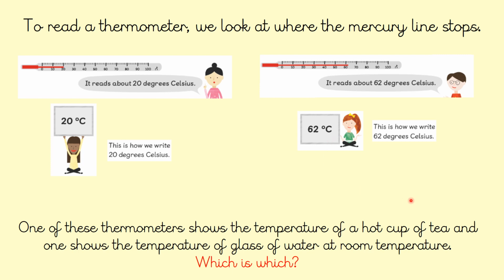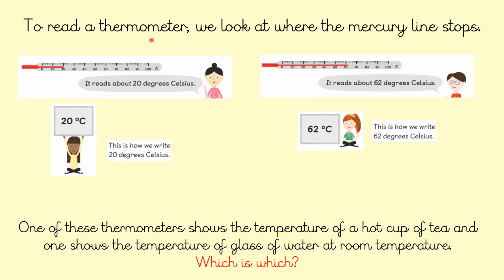Now, this is a question to really check who's been listening. On the last slide, I told you some important temperatures in degrees Celsius. Now, with these two thermometers at 20 degrees Celsius and 62 degrees Celsius, I've got a challenge. One of these thermometers shows the temperature of a hot cup of tea, and one shows the temperature of a glass of water at room temperature. Can you work with your partner to figure out which thermometer is which?